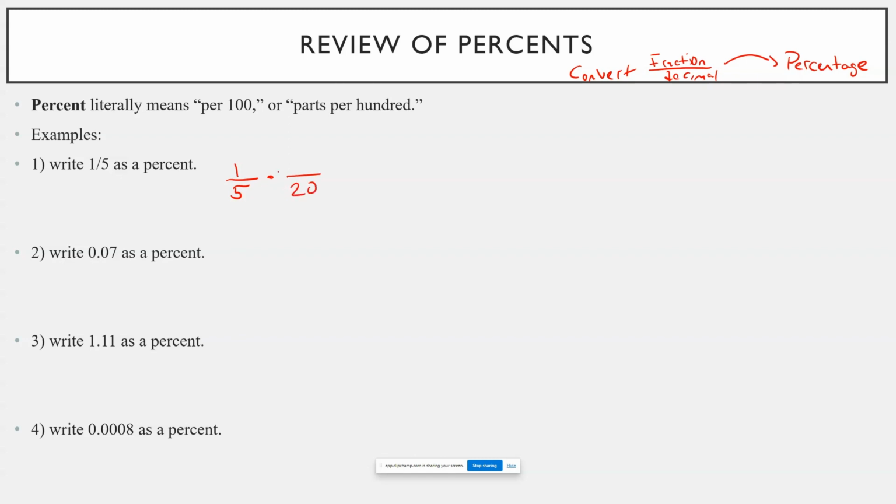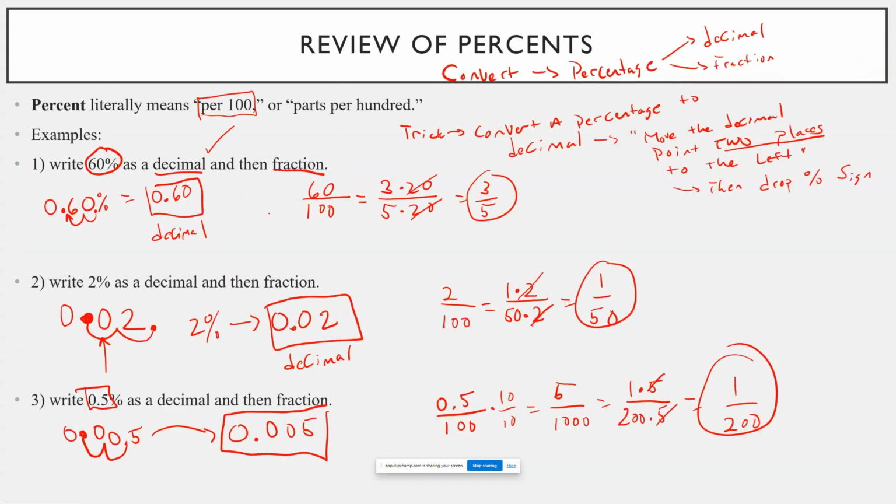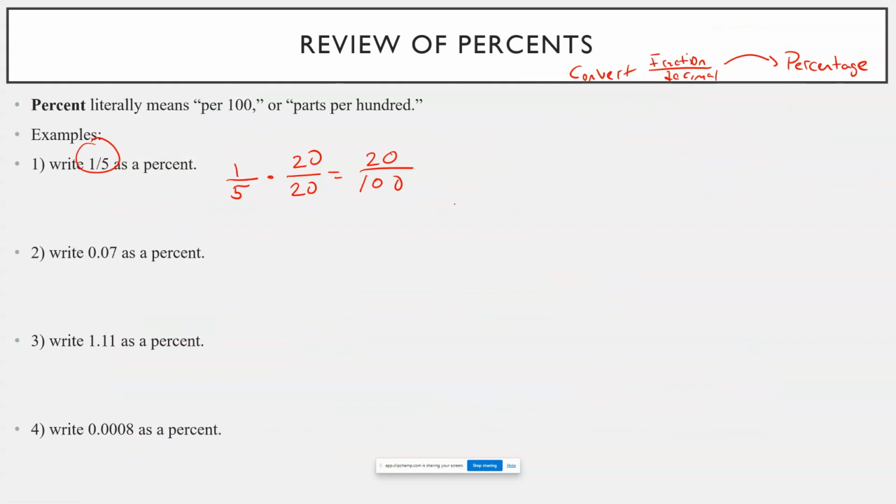To maintain equality, you can multiply anything by 1. So multiply both the top and the bottom, the numerator and denominator, by 20. 1 times 20 is 20. 5 times 20 is 100. And look, what is this as a percent? Remember, it's parts per 100. So looking back, whatever we had in the numerator, the top, that was our percentage. So this is the same thing as 20%.